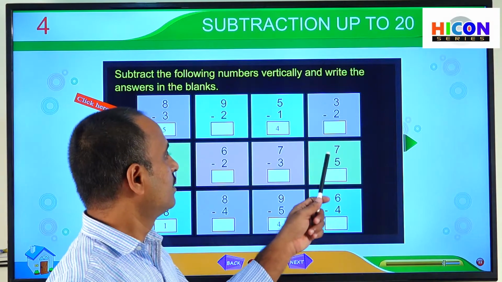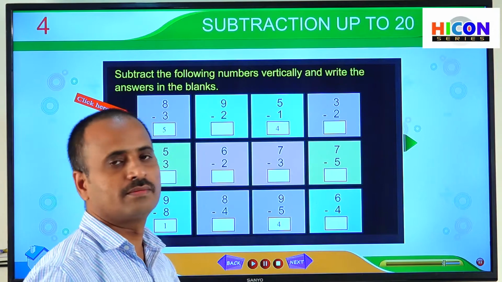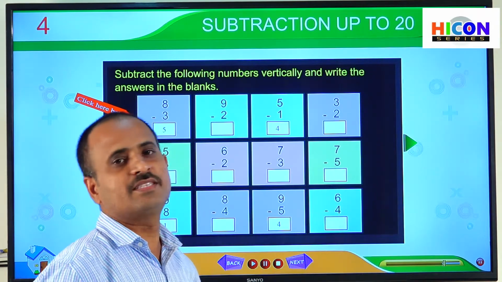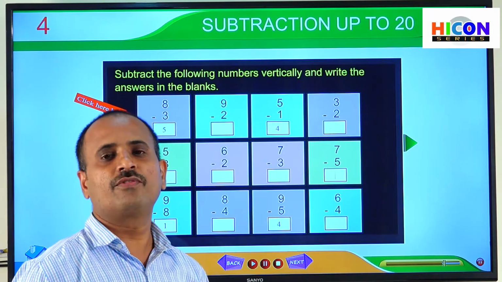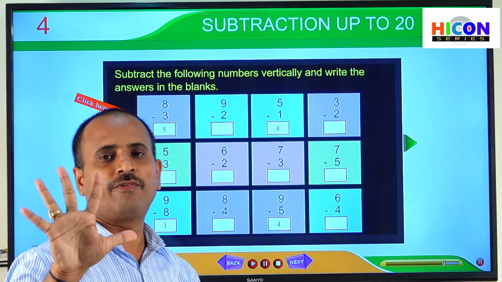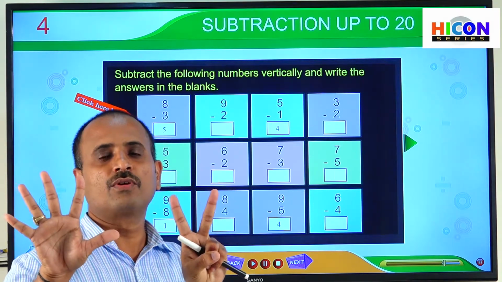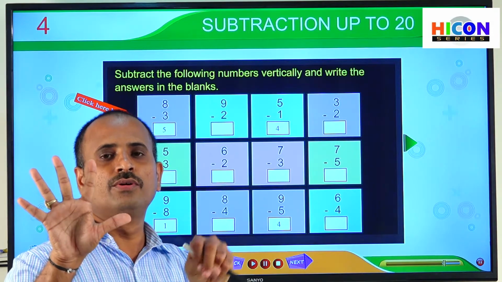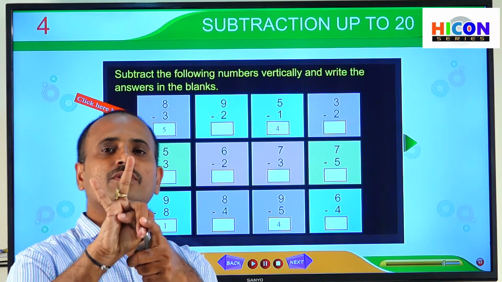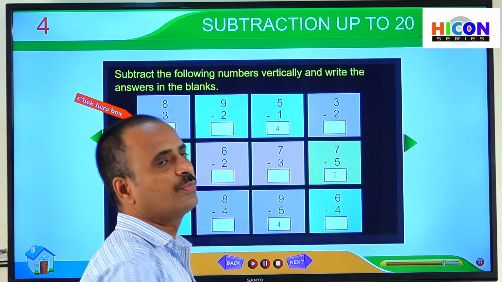So let us see another subtraction here. 7 minus 5. So subtract 5 from 7. So what is the first number? 7. So open 7 fingers of your hand. It is 1, 2, 3, 4, 5, 6, 7. Now what is the second number? 5. So close 5 fingers. 1, 2, 3, 4, 5. So children, how many fingers are left? So 2 fingers are left here. So the answer is 2. So write 2 in this box.